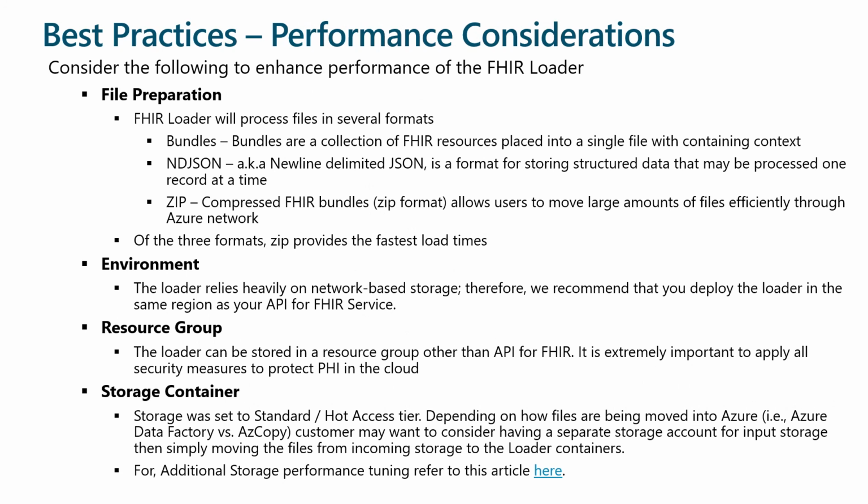There are additional best practices that you can consider to enhance the performance of the FHIR loader. The FHIR loader supports three different formats: FHIR bundles, and ND-JSON files. Basically, newline delimited JSON is a format for storing structured data, and that is used while processing records one record at a time. In addition, this FHIR loader also supports compressed FHIR bundles in zip format, which allows you to move a large number of files efficiently through Azure networks. So of all the three formats, zip provides the fastest load times.